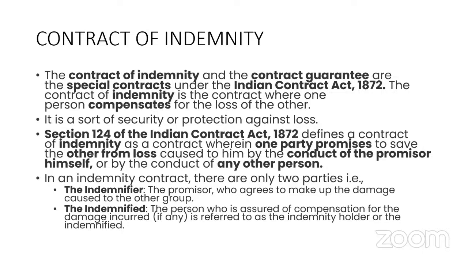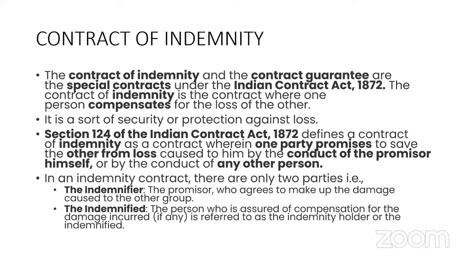Okay. So, you must have understood from the example that there are 2 parties to this contract of indemnity. The first party is called the indemnifier. The indemnifier is the promisor who agrees to make up the damage caused to the other party. So in this example, I am the indemnifier. I am the promisor. I am saying that I will compensate for the loss. I will pay the damages. I will pay the compensation.